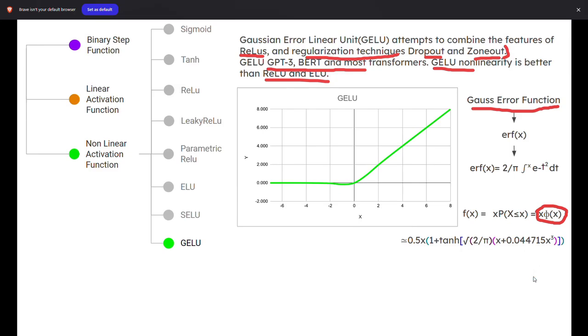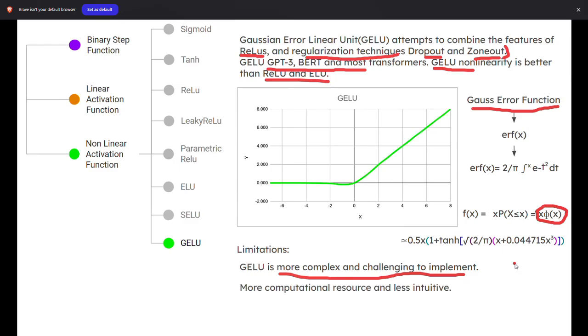So again, what are the limitations of this? There are lots of exponential values, tanh, x cubed. It involves a lot of values, so it is rather complex and challenging to implement. Then the next, it takes more computational resources and it is less intuitive, meaning less understanding. It's difficult to interpret or difficult to understand.